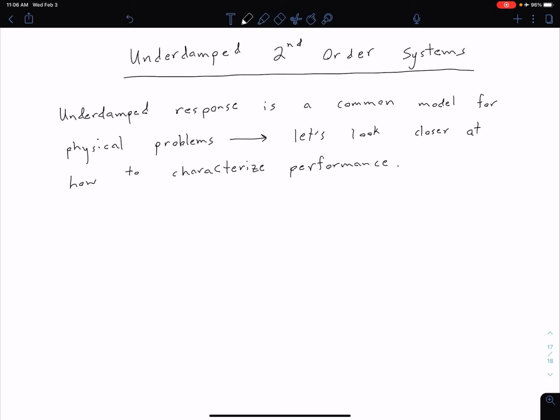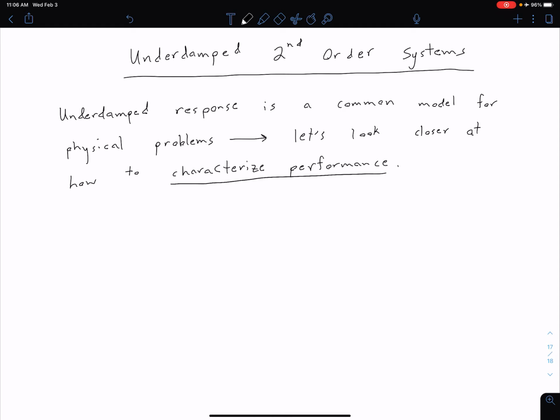We're now going to take a closer look at our underdamped second order systems. The reason we want to do that is it turns out that underdamped response is a common model for real physical problems. So what we want to do here is characterize the performance in a little more detail.